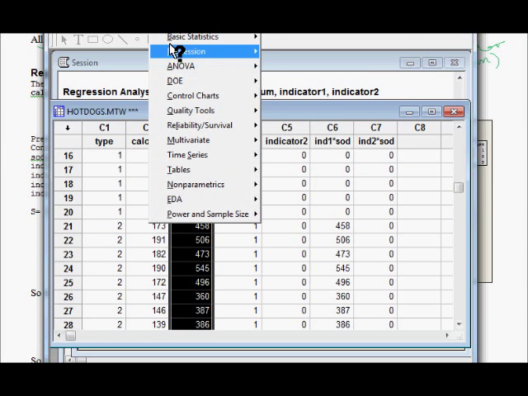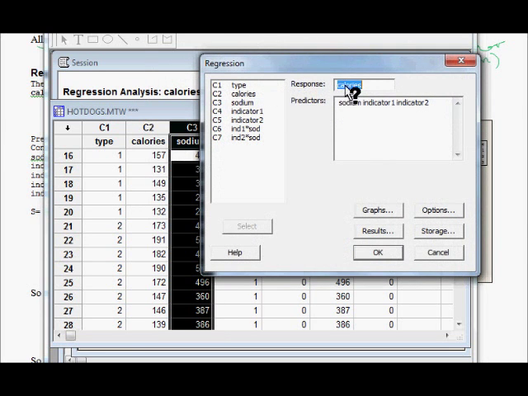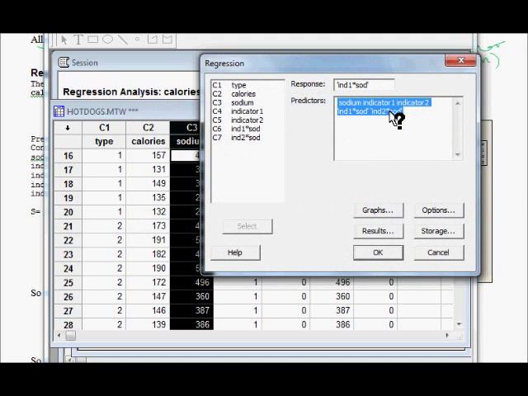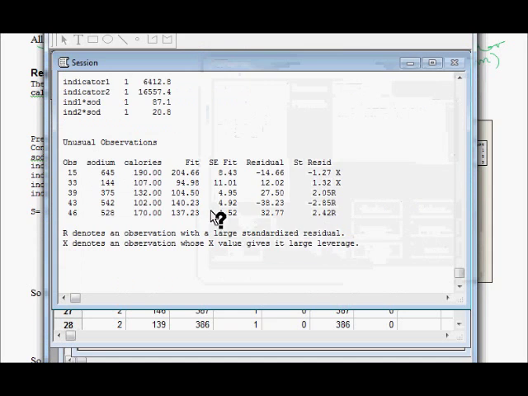So stat, regression. Categories are a response. Sodium, indicator 1, indicator 2, but now we also want the interactions. Put it here. Indicator 1 times sodium, indicator 2 times sodium. So I have 1, 2, 3, 4, 5 X's now. Click OK. What did I do wrong here? Oh, I had it up here. There we go. I want the categories up there. I don't know how that got up there. I'm going to click that. Click OK. There we go.